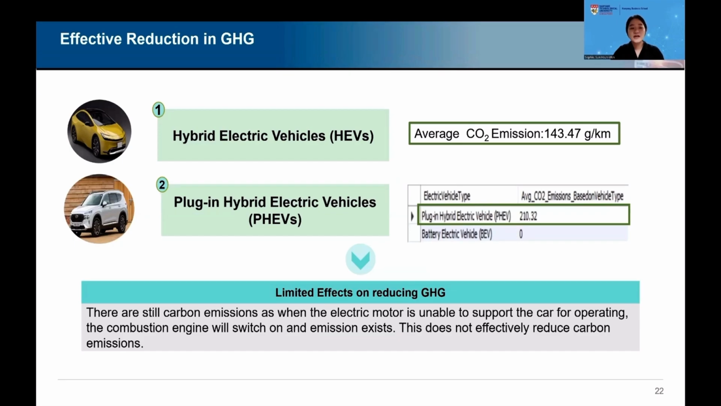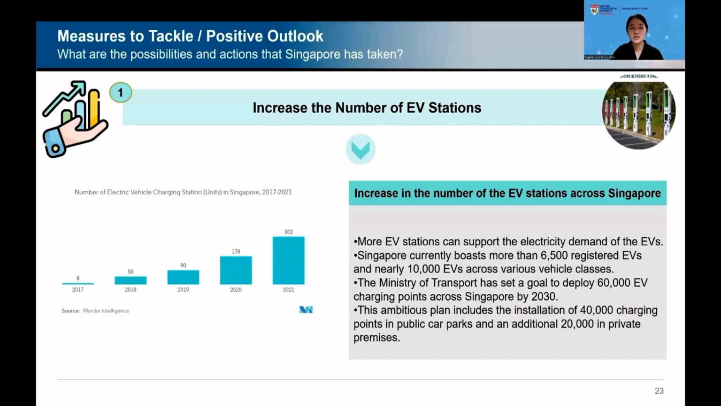According to the online data, the most common types of EVs in Singapore are hybrid electric vehicles and the plug-in hybrid electric vehicles. However, for these 2 types, as you can see from the data provided, there are still carbon emissions as their systems are designed so that combustion of fossil fuel will be triggered when electricity is insufficient to support the operation of cars. This does not effectively reduce the carbon emission. Singapore should then adopt more EV stations to support the increase in demand for EVs as well as the electricity.